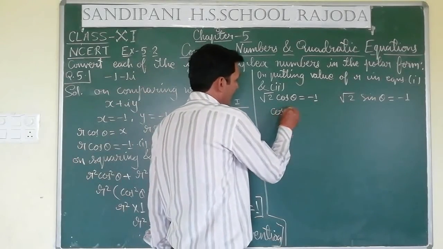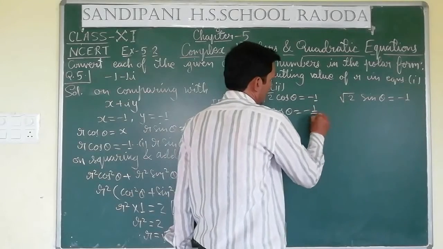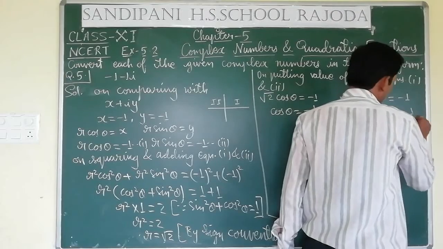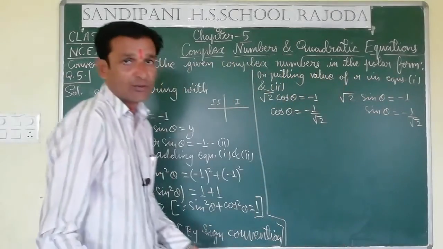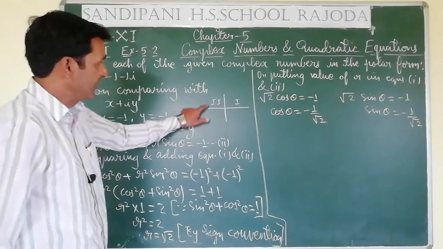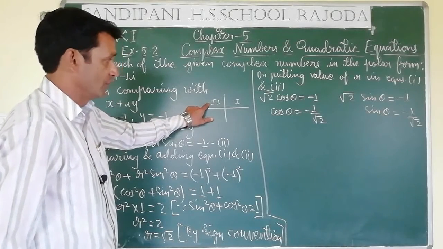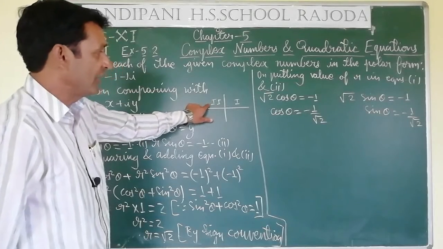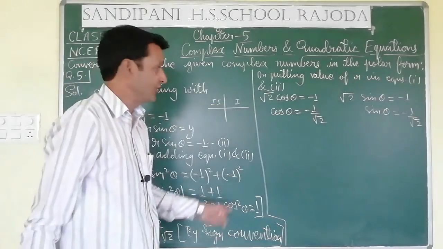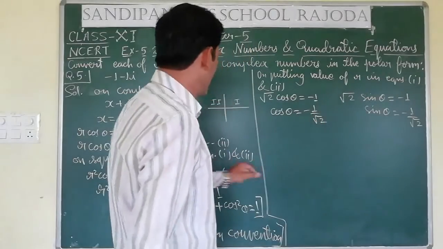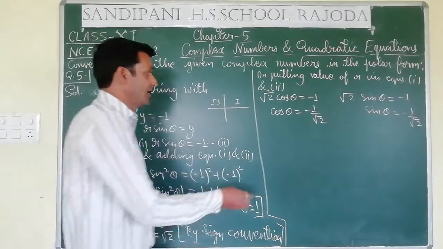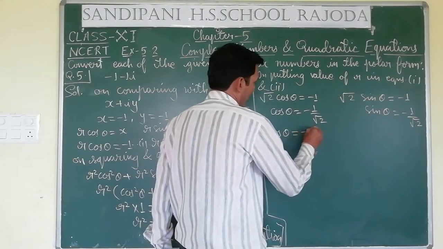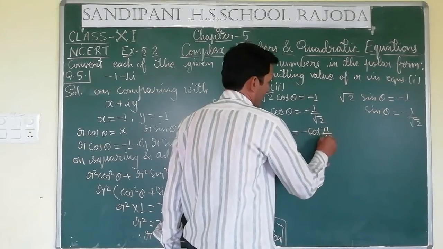So cos theta will be equal to -1 by √2 and sin theta will be equal to -1 upon √2. Means sin and cos both are negative. So both are negative, means here it is sin positive and cos negative. Cos negative and sin is positive here in second quadrant. In first quadrant both are positive, but these are both negative values. So for this, first of all, let us do it in this form. Cos theta is equal to minus cos pi by 4.